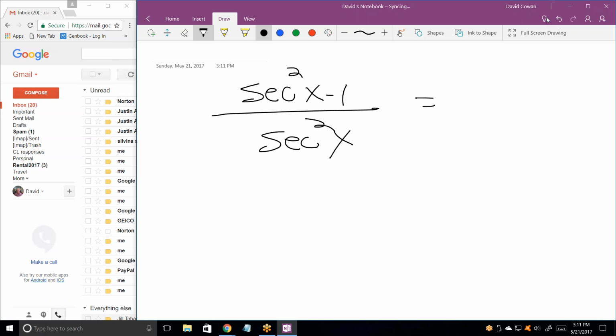Equals? Equals sine squared of x, sorry. Only because you said it was a verifying problem. Yeah. Okay. Well, that looks like a trig identity.